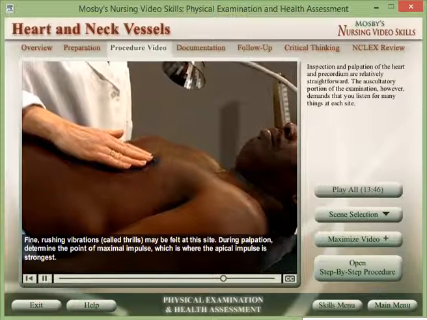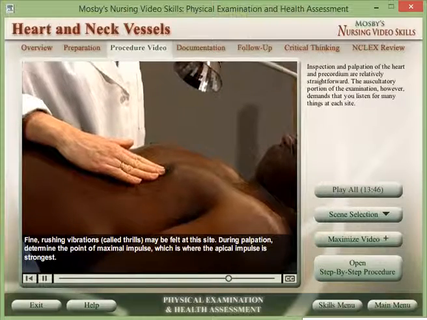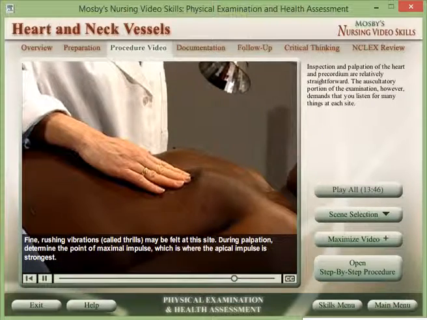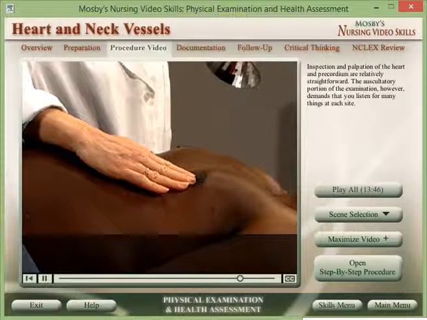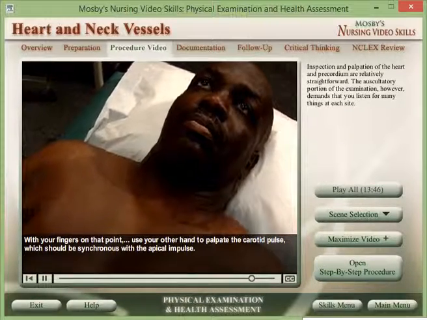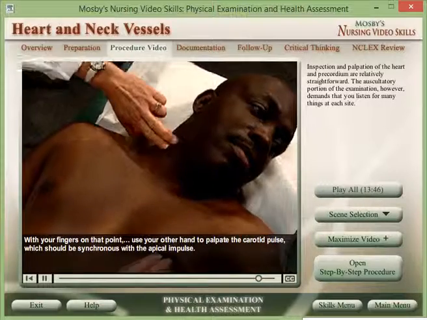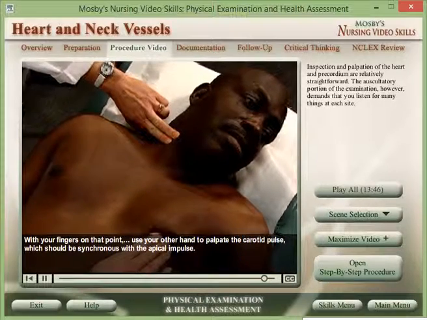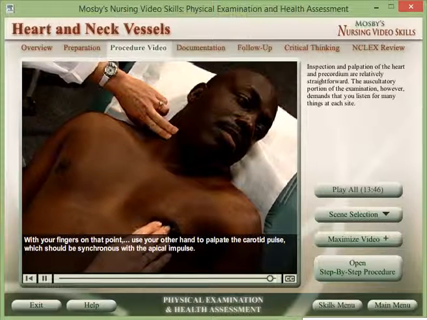During palpation, determine the point of maximal impulse, which is where the apical impulse is strongest. With your fingers on that point, turn your head to the left, please. Use your other hand to palpate the carotid pulse, which should be synchronous with the apical impulse.